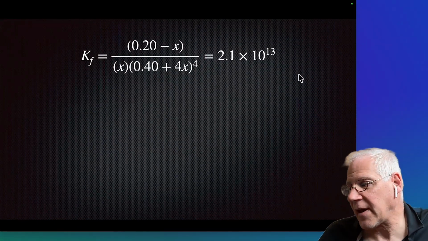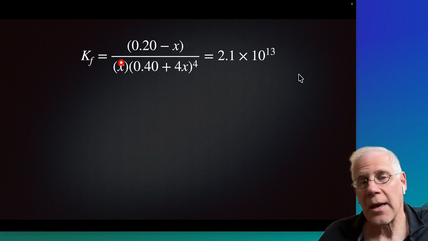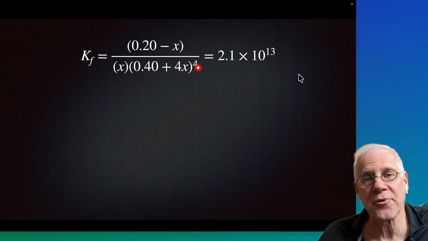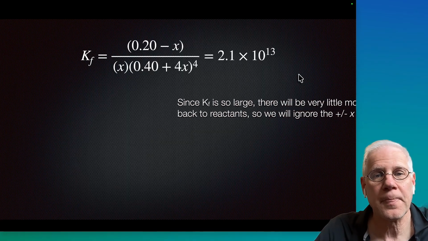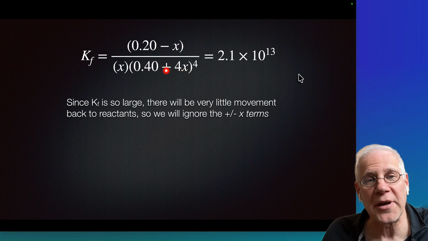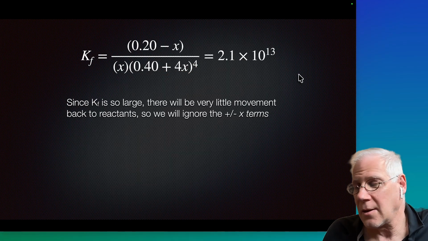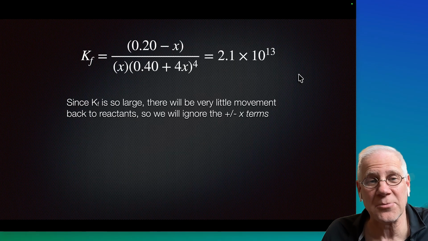So now I plug in my values. I have 0.2 minus X for my complex, X for my copper, 0.4 plus 4X raised to the 4th power for my ammonia, and that's going to be equal to 2.1 times 10 to the 13th. Now, this is going to become a huge problem. We're going to have something with X to the 4th on the bottom, and it's really going to be a mess. Now, let's see if we can clean it up a little bit with some assumptions.